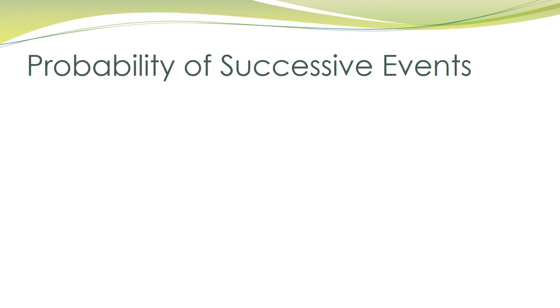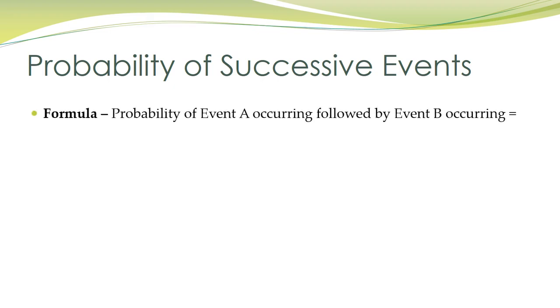So one of the first things that we learn about probability in general is the probability of successive events. So what do we mean by successive events? Very simply, the probability of event A, let's just call it event A, occurring followed by event B occurring. So both of these events happen and we want to calculate the probability of it.